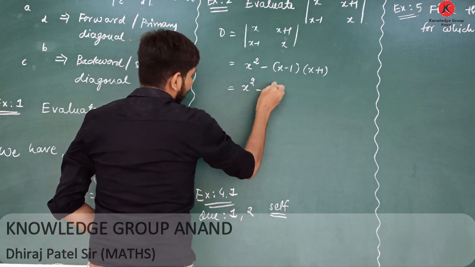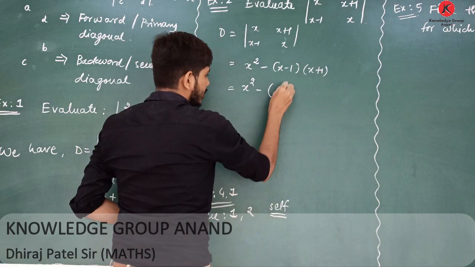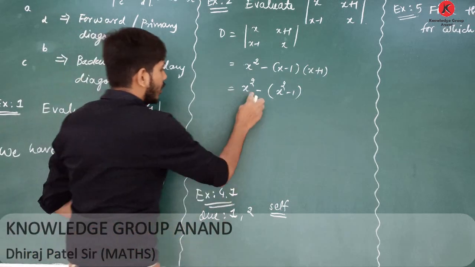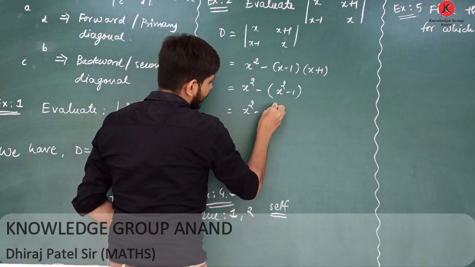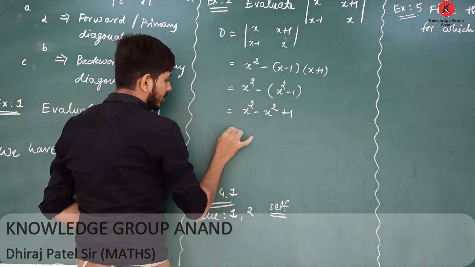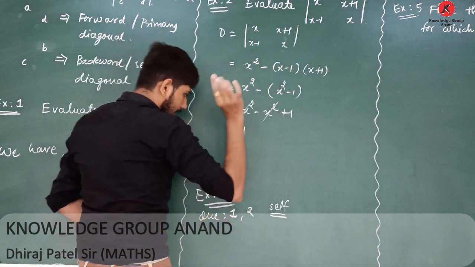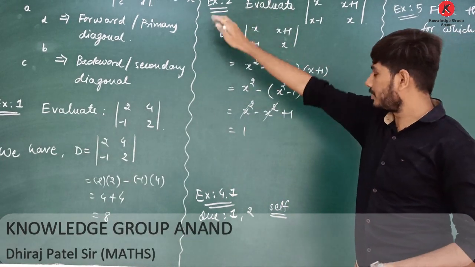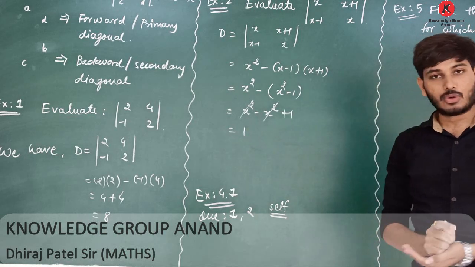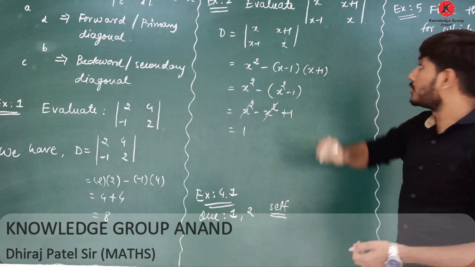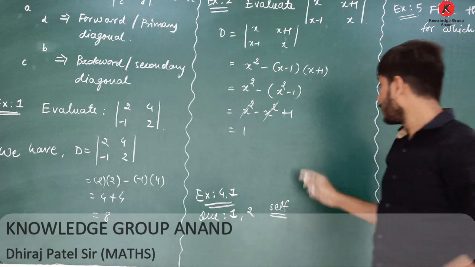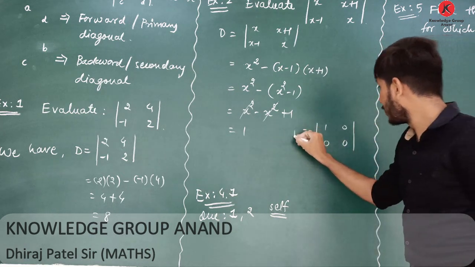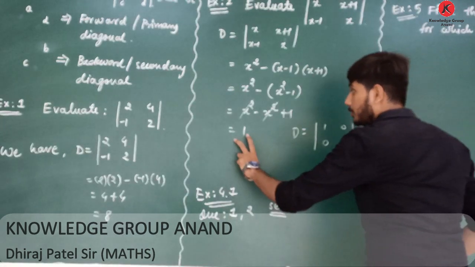x square minus, we know that (a plus b) into (a minus b) is equal to a square minus b square, which is x square minus 1. Now apply the minus sign here. x square minus x square plus 1, open the bracket, x square cancels and it is equal to 1. Clear? With the evaluation, the value of this determinant is 1. Therefore we can represent 1 like this also, for example | 1 0; 0 1 |.